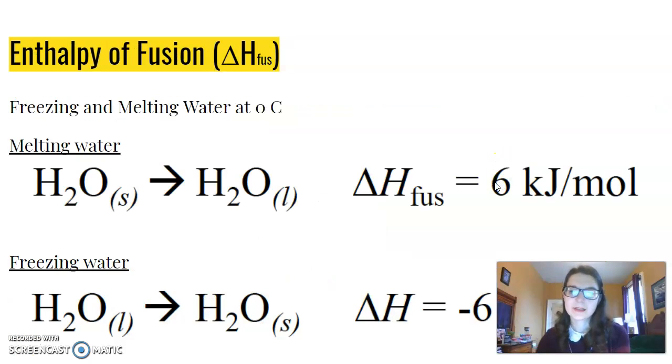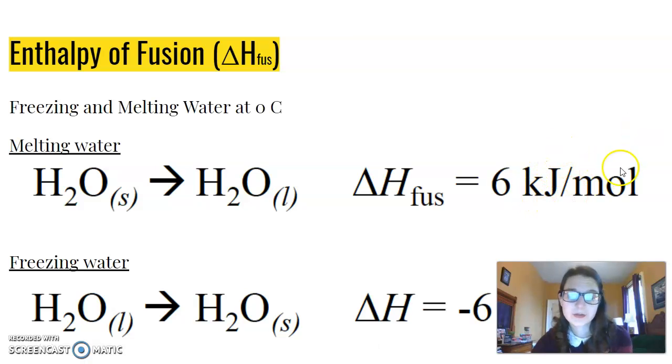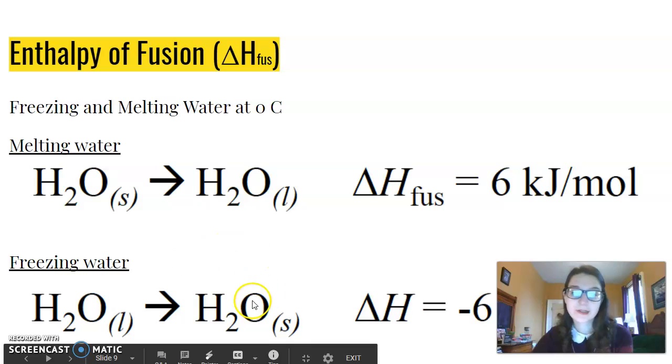So here's an example. We're saying that it's equal in magnitude but opposite in sign. So here, melting water going from solid to liquid, the enthalpy of fusion is equal to 6 kilojoules for every mole of water you have. For freezing water going liquid to solid, it's going to be negative 6 kilojoules for every mole.